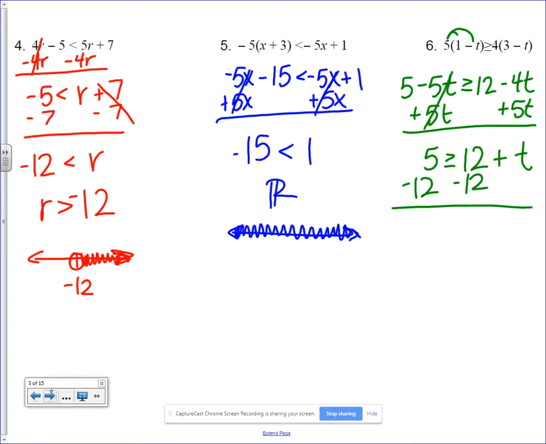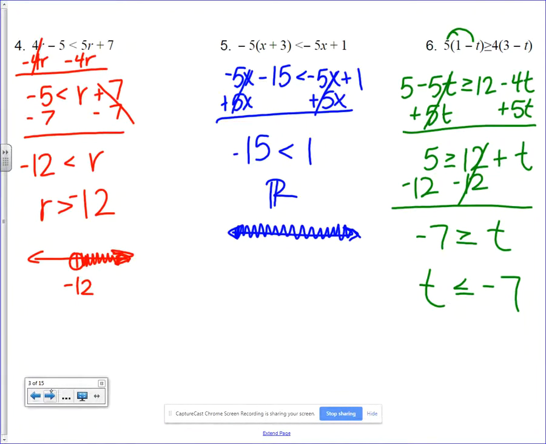Okay, what's left? Negative 7 is greater than or equal to t. And over to Trevor. Trevor, is the variable on the left? Is that variable on the left? This is the left, right? So I'm going to have to flip it around. Folks, notice when I flip it around, I flip the whole thing over.